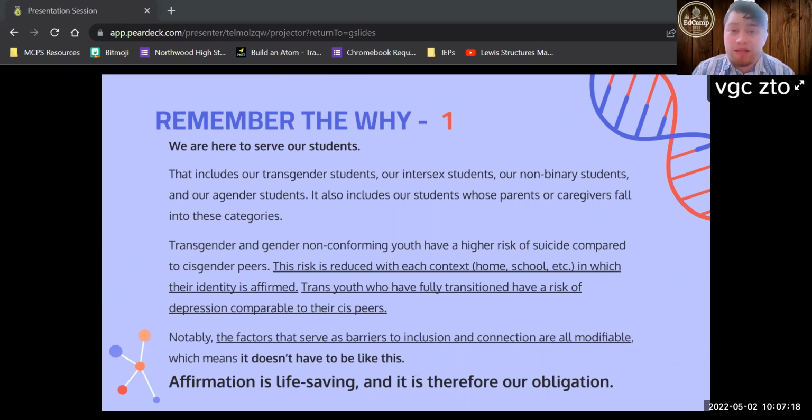I don't like to dwell on this section just because I want to also uplift the realities of gender euphoria and the joy that our transgender and gender nonconforming students can feel when their identities are affirmed. But we have to remember that this affirmation is also life-saving, and so therefore it is our obligation to make sure we are caring for our students in this way.